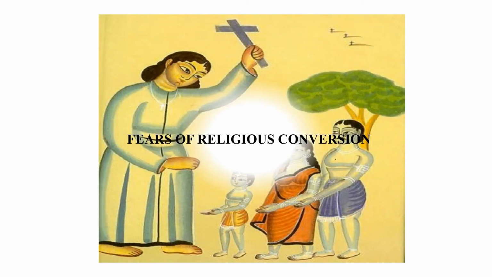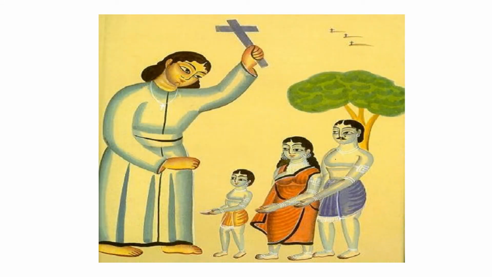Fears of religious conversion. The British policies created a sense of fear among the Hindus and Muslims that their religion was in danger. Activities of the Christian missionaries led people to believe that they would all soon be converted to Christianity. This belief united people against the British Raj.